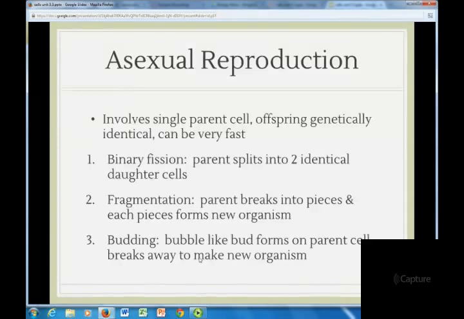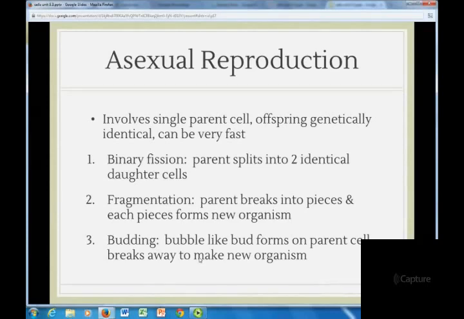What we've looked at up till this point has been asexual reproduction. This just involves a single parent cell that creates offspring that are genetically identical. The advantage to this is you can increase the number of cells very rapidly. It's a very fast form of reproduction.